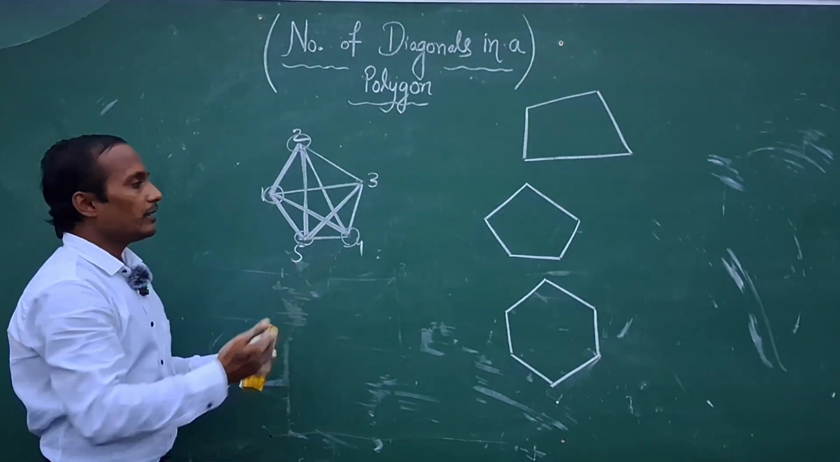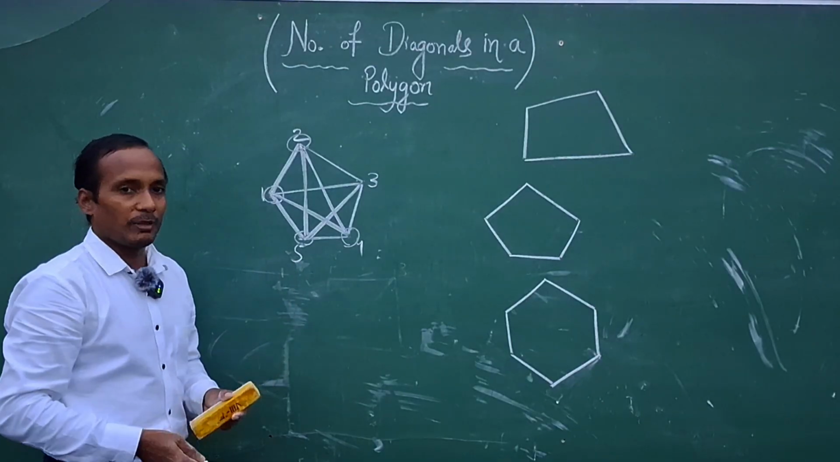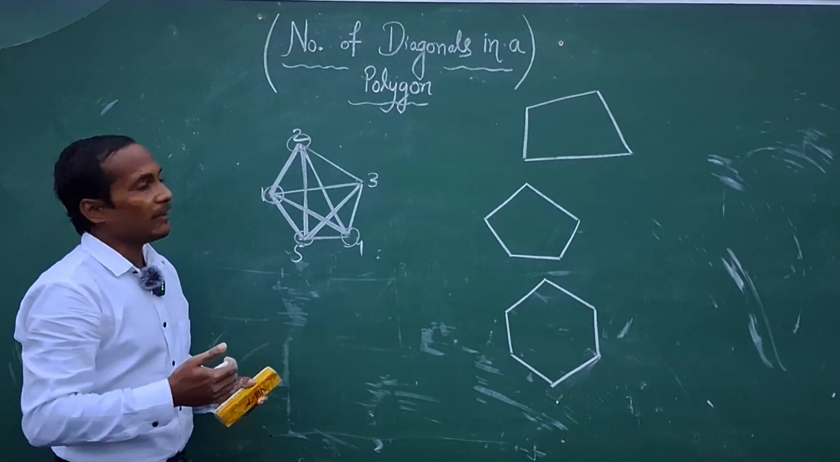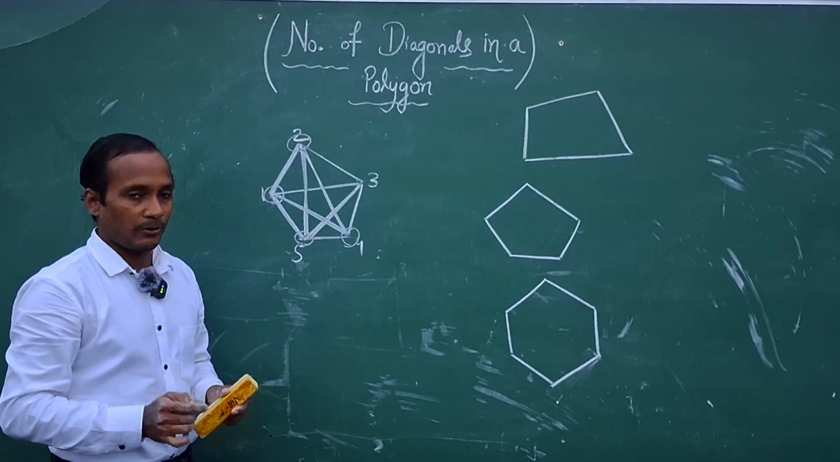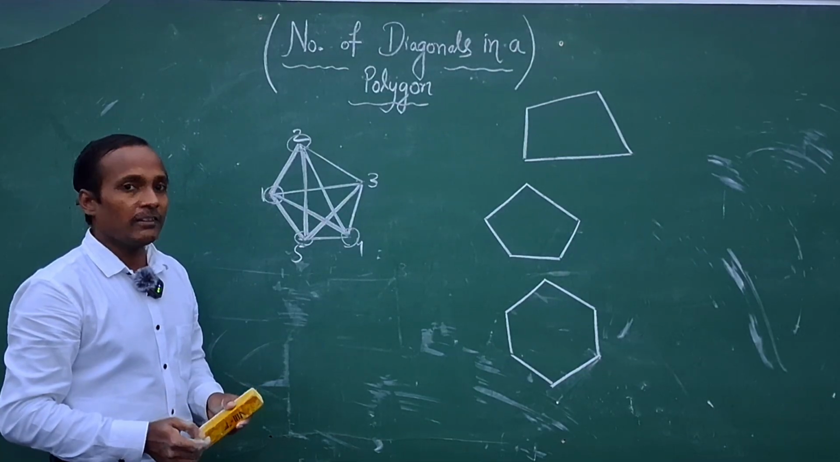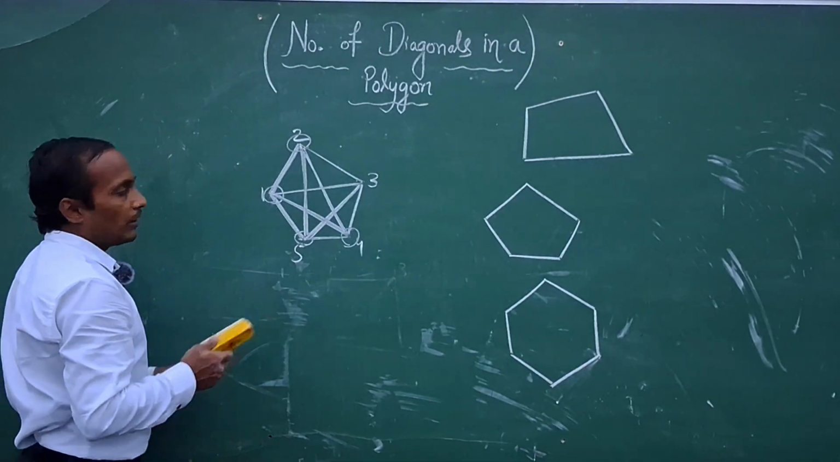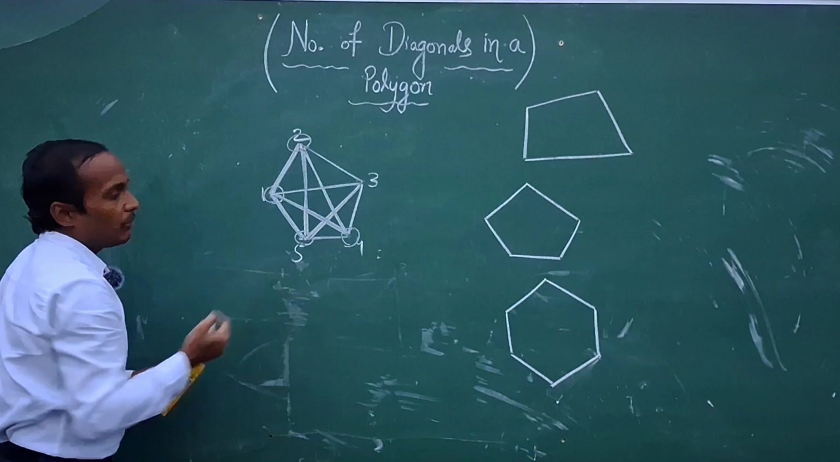But in case of bigger figures, drawing diagonals and counting them will be quite difficult. We can instead have a formula for finding number of diagonals. Will that not be a better idea? Yes, that is. So let me just observe this. How can we have a formula?